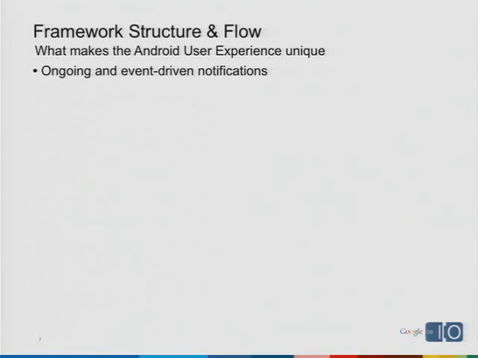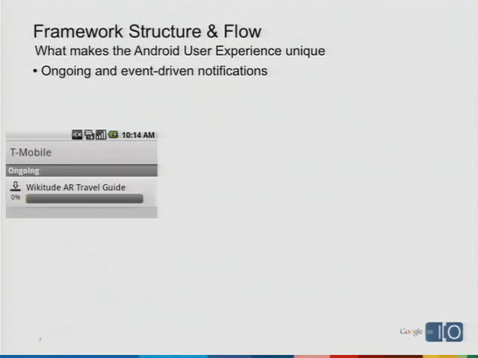The other key thing that was exposed in that demo was the idea that we have on Android, which is very unique, which is notifications. There's two types of notifications in the Android framework: ongoing and event-driven. Ongoing notifications are very temporal. They last a short time. They're meant to indicate progress.